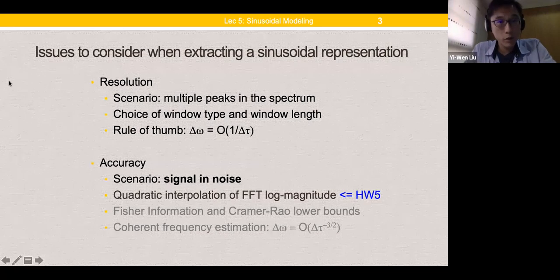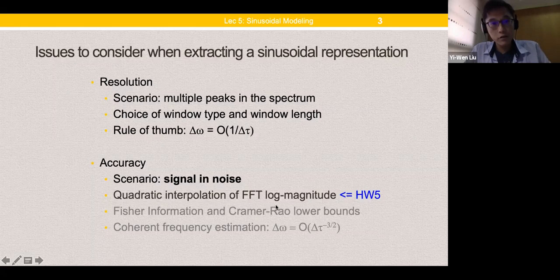We have a lot of material to cover today, more than 20 slides. Otherwise I'm going to have a delay. Anyway, okay, so that's the rule of thumb.